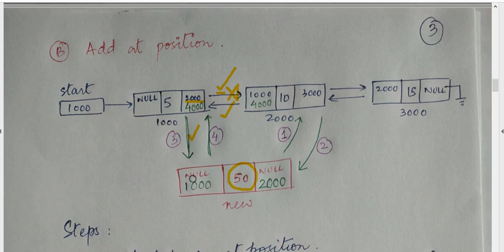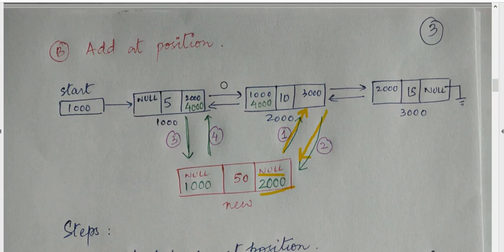So initially both previous and next in 50 are null. So we will do that first. Our first step will be to change this from null to 2000. That means we are going to make 50 point to this node here, which is 10 with address 2000. So we put 2000 here, and after that it's okay because you have a pointer to this. You can do step 2 later also, but for simplicity we make this new node point back here. This is your step 2.